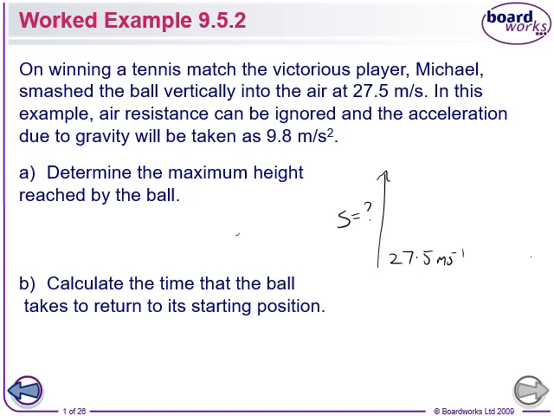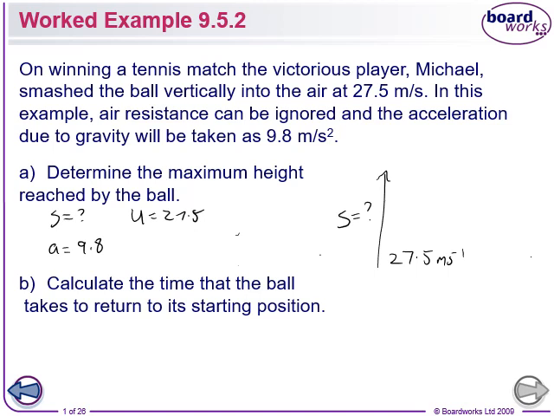Okay, so what do we know? Well, first of all, we want to know S. We know V and U. We do. And we know A. Okay, so here's the thing. What's U? What's our initial speed? 27.5. So our initial speed is 27.5 meters per second.